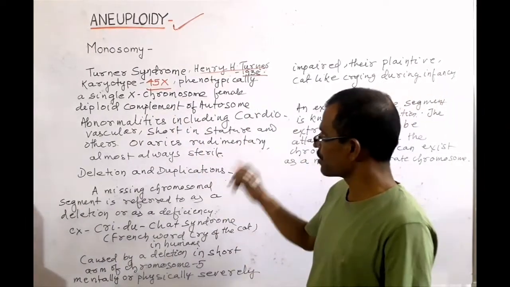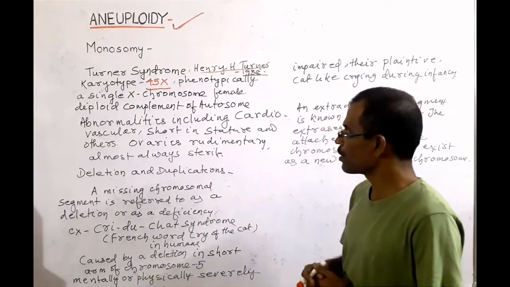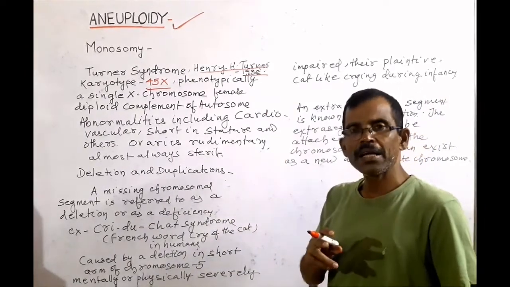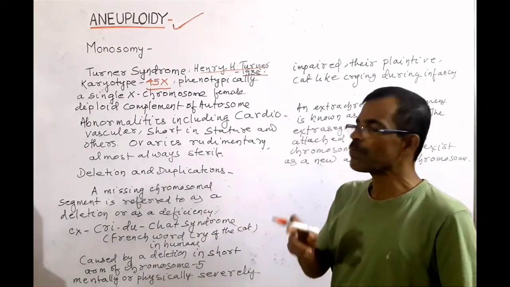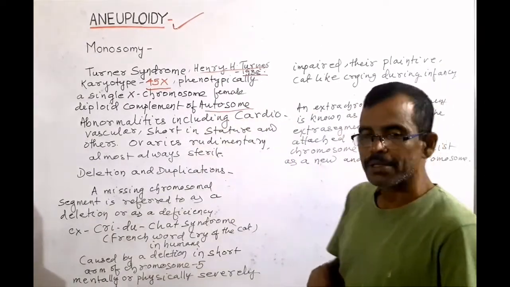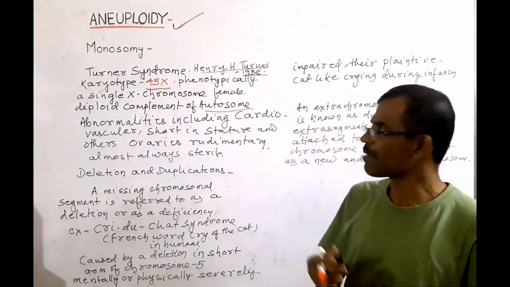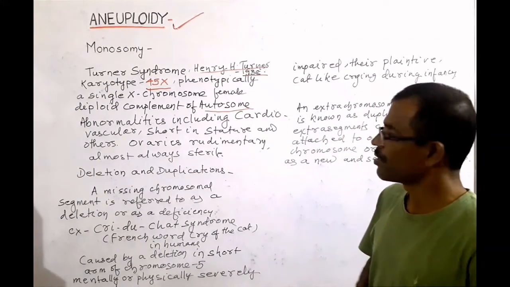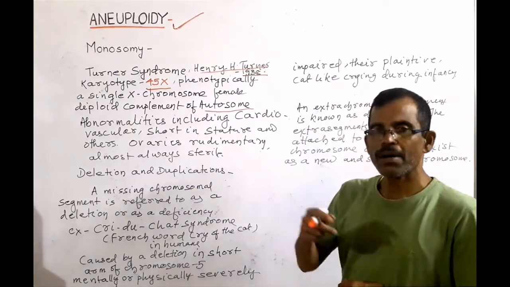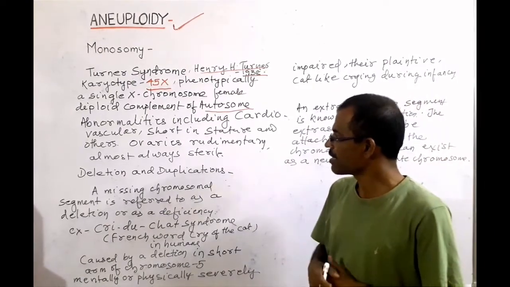Individuals with Turner syndrome have a single X chromosome. Phenotypically, they are female. They contain a single X chromosome but a diploid complement of autosomes. They have various abnormalities including cardiovascular abnormalities. They are short in stature. Their ovaries are rudimentary, so they are usually sterile.